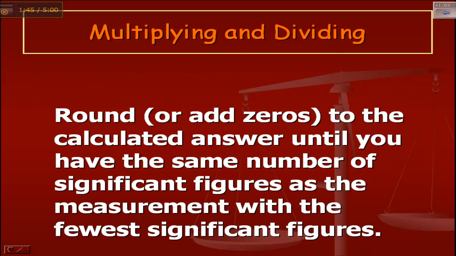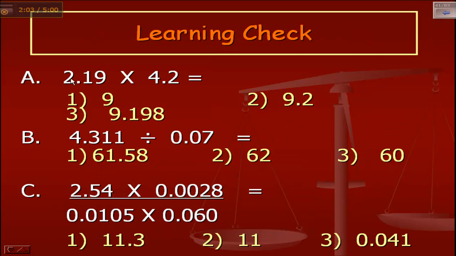Now when you multiply or divide, you're going to round or add zeros to the calculated answer until you have the correct number of significant figures. Now you can only have the number of significant figures that is equal to your measurement that has the fewest significant figures. So for example, if we were to say 2.19 times 4.2, 2.19 has 3 sig figs, 4.2 only has 2 sig figs, so our answer can only have 2 sig figs. So number 2 would be our answer.